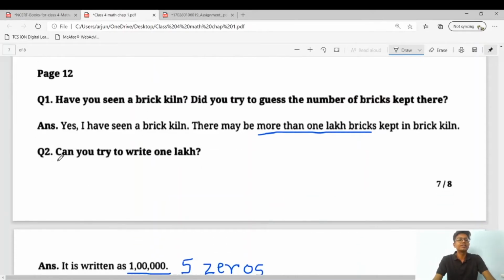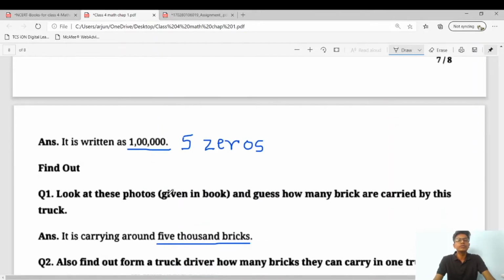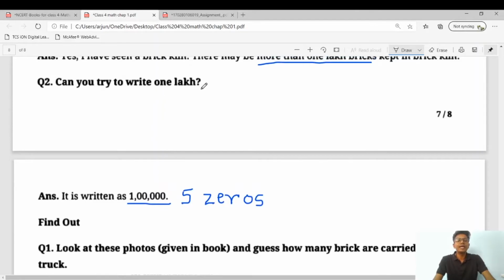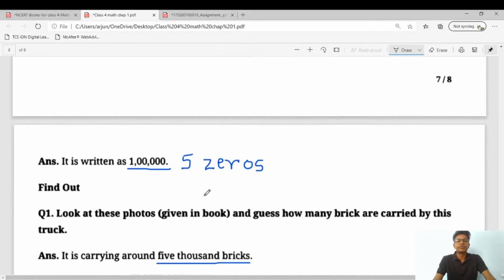So now what is the question? Can you try to write 1 lakh? It is written as 100000. If you want to write 1 lakh in numbers, you can write it like this. So how many zeros are there in 1 lakh, students? 5 zeros. Okay.